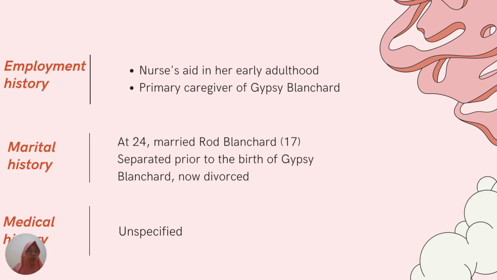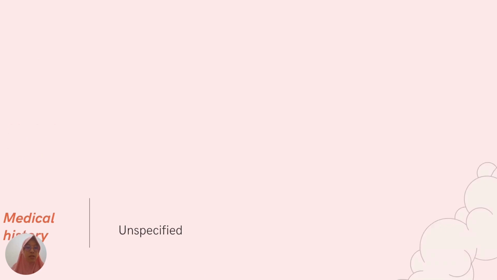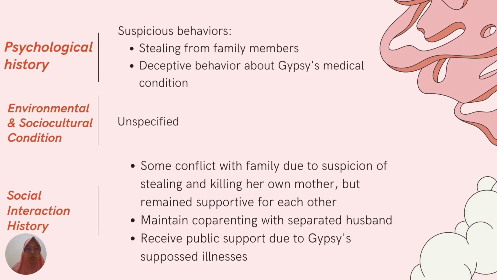And Didi has one marital history: at 24 years old, she married Rod Blanchard, who was 17 years old at the time. Then prior to Gypsy's birth, she was separated from her husband, and then later they got divorced. And the medical history is also unspecified.